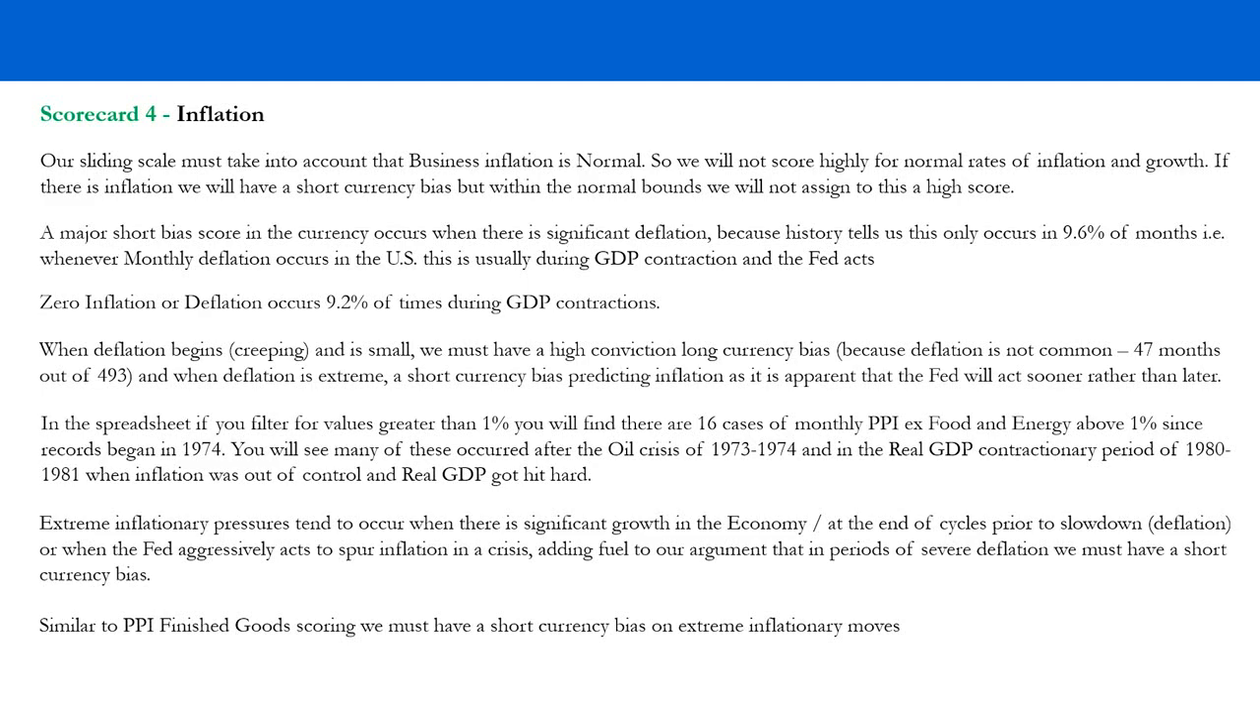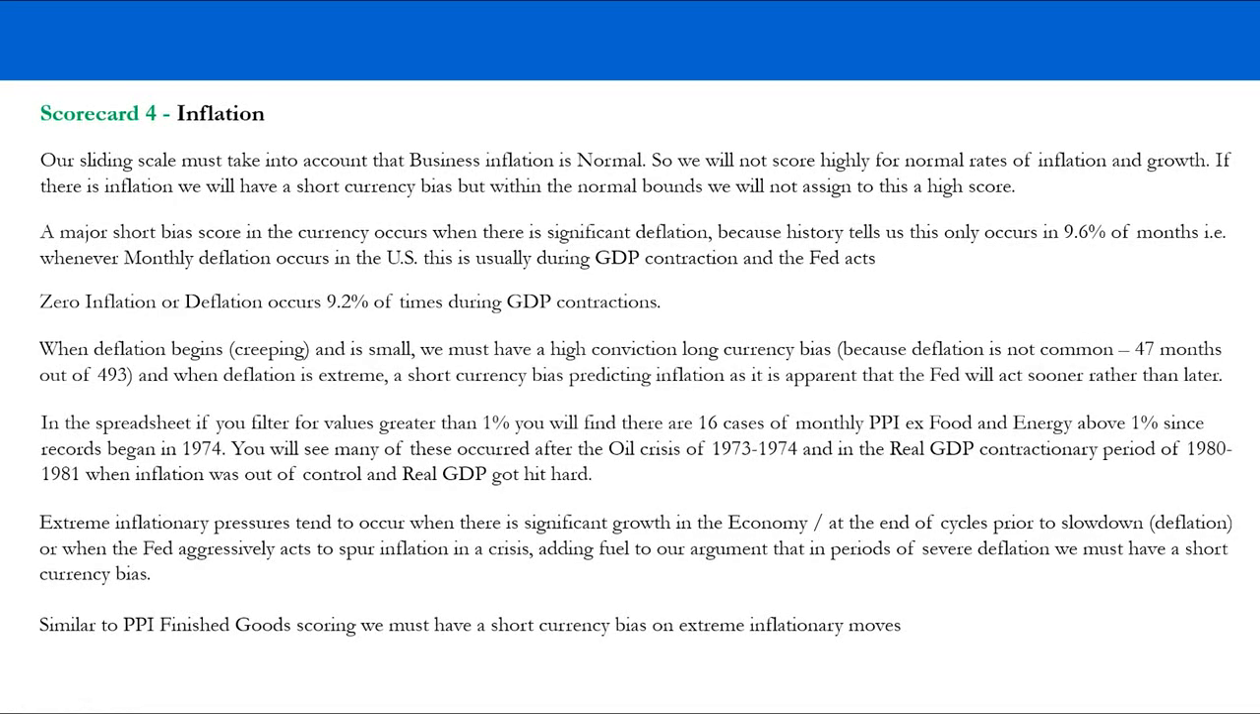a crisis. And this again adds fuel to our argument earlier that in periods of severe deflation, we have to have an extreme short currency bias. So again, we're looking at the extremes here of a severe deflationary period and a severe inflationary period. So in the inflationary period, similar to PPI finished goods, which is including all items, similar to the scoring there, we're going to have a short currency bias on extreme inflationary moves.